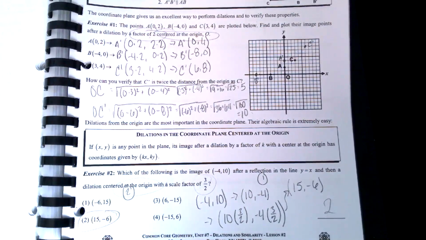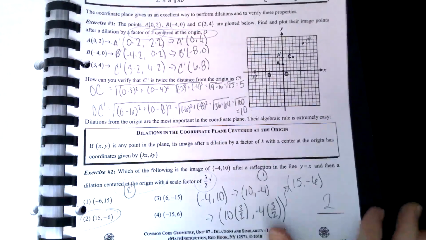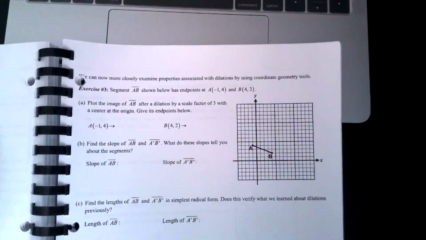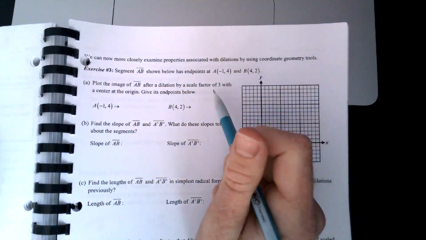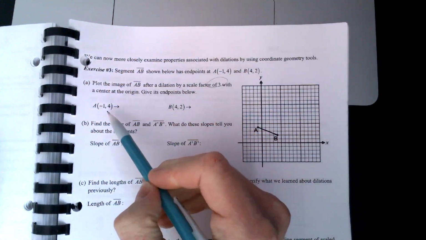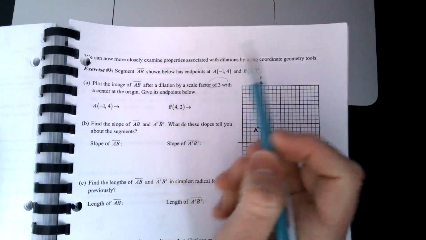All right, so let's look at the next page. We have segment AB shown below, which has endpoints A and B. Plot the image of AB after dilation by a scale factor of 3 with a center at the origin. Since our center is at the origin, we can take our scale factor and multiply it by the x and y of both points.